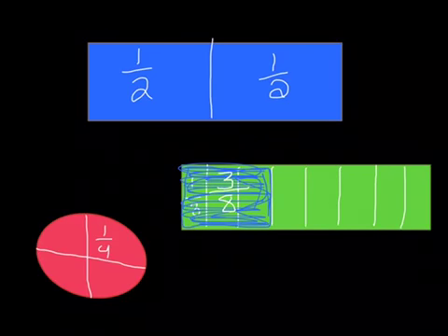I could also ask you a question like how many pieces are left? Well, I would count up my pieces. 1, 2, 3, 4, 5. I have 5 out of 8 pieces left in my chocolate bar. How many pieces are left? How do we read that as a fraction? We would say 5/8.